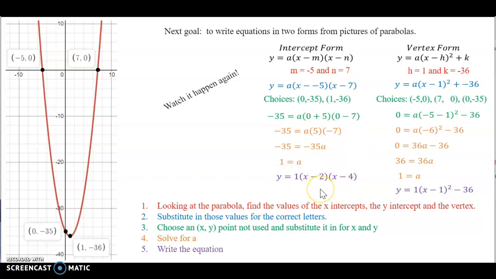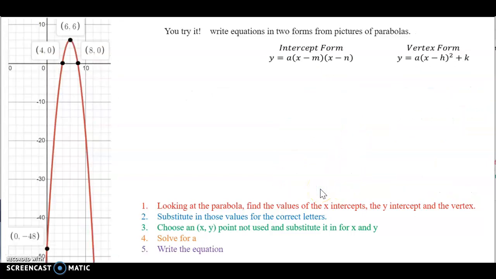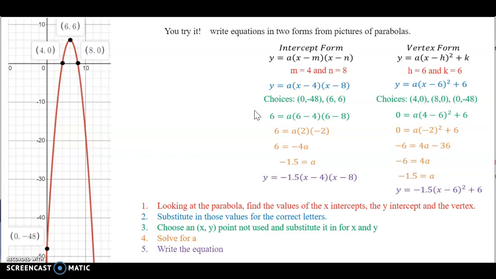Here we go. Okay, so this time I would like you to try. You have a new graph here. I would like you to find the equation in vertex form and intercept form. Please pause the video now and try this for yourself. Here are the answers if you had the chance to do it. If you need to pause the video to look at the work, you should do that.